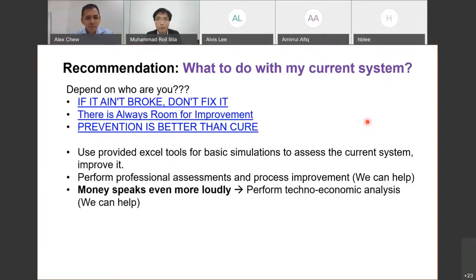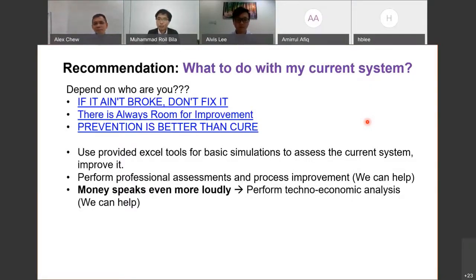This one I like: money speaks even more loudly. So I have been telling you about what is good, what is bad, all qualitative. I don't like that one, Roel. Can you do some basic calculation? Yes, we can do, of course. So we have to do a basic, we call it techno-economic analysis, and see what the cost saving or the profit will be, or maybe the extra investment required if you want to upgrade your current system to the MBR.